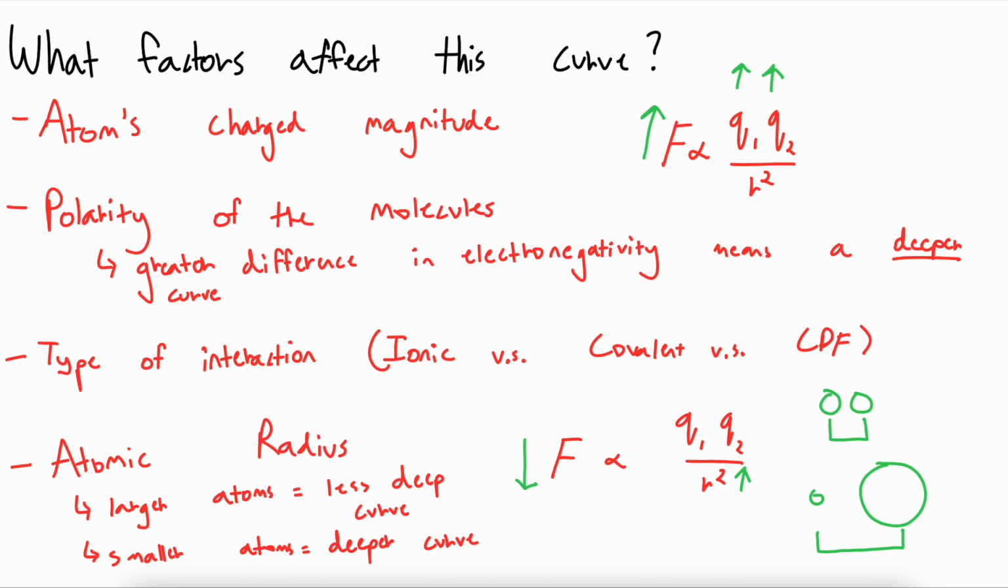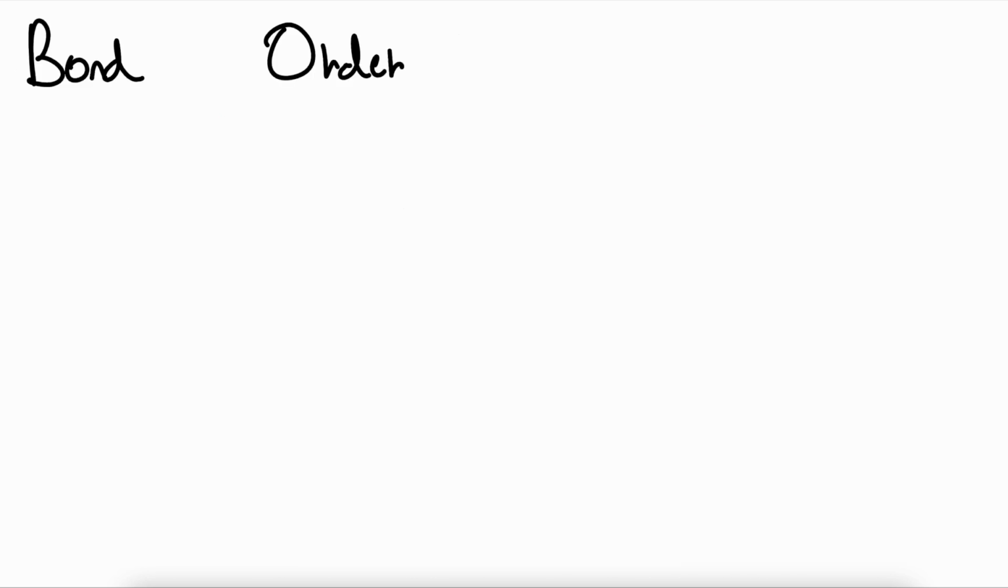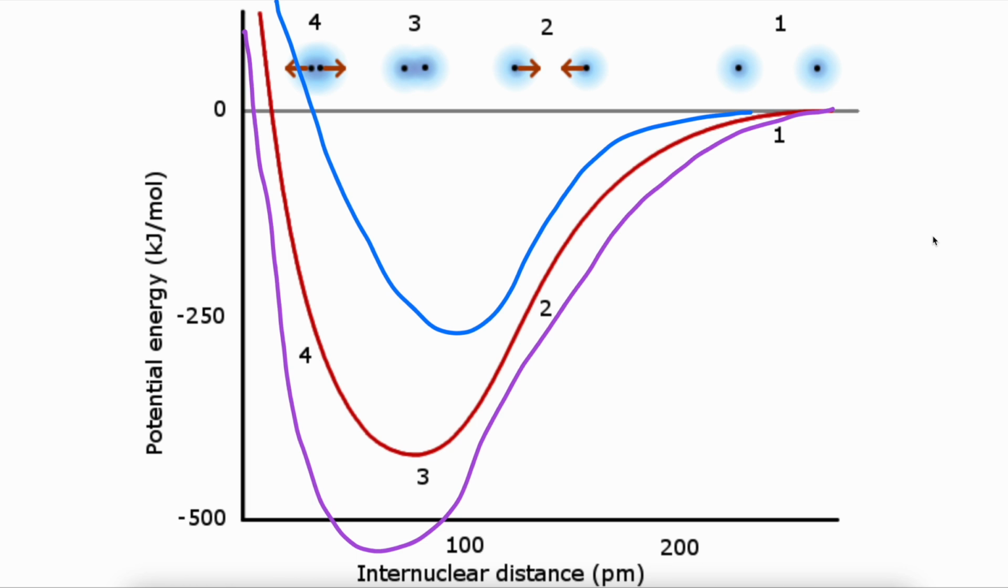To finish off this video, I want to discuss one last instance which will change the depth of our curves, but which I think deserves its own category. And that is the bond order which the atoms are forming. Bond order is a measure of the number of chemical bonds between two atoms. That basically just means, are the atoms forming single, double, or triple bonds with one another. This graph shows several potential energy curves for different carbon-to-carbon bonds. While each one of these curves involves a bond between two carbon atoms, each bond has a different bond order.